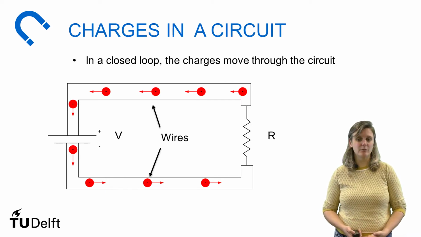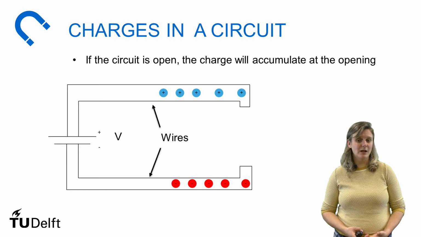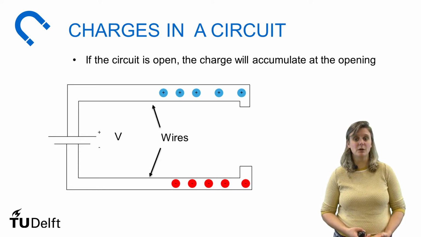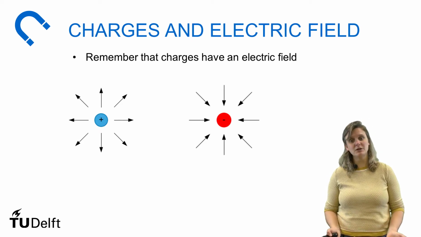But what happens now if we take away the resistor and we open the circuit? What we see is that charges will accumulate at the opening. Basically, the positive charges will accumulate on the top and the negative ones on the bottom. Now remember, charges have an electric field. Here we see two point charges, a positive one with an outward electric field, and a negative one with an inward electric field.